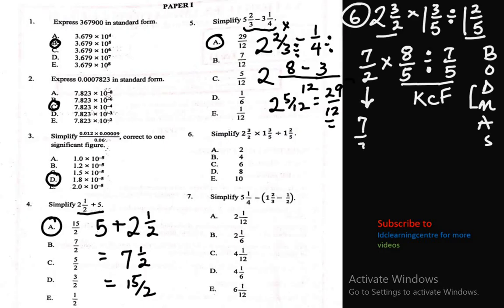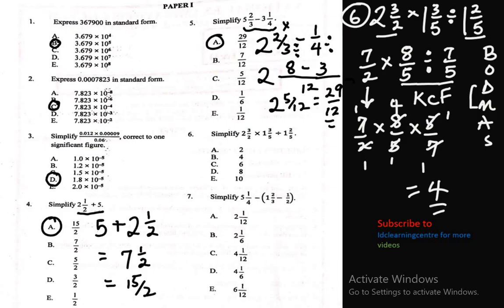So we have 7 out of 2 times. Now, KCF: keep 8 over 5, change division to times, that is the rule, and flip the next fraction. 5 will go up, 7 comes down. So this 5 cancels this 5, 5 here 1, 5 here 1. 7 here 1, 7 here 1. Then 2 here 1, 2 into 8 is 4. So the right answer is 4. Since the right answer is 4, we need to look up the option. In the options, the right answer is B.